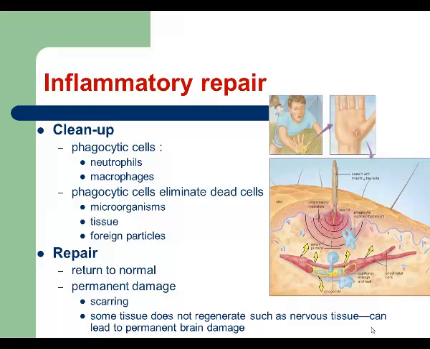But also, you probably remember from your human anatomy class that certain tissues cannot regenerate. For example, the nervous system. It means if your patient has brain damage, that is going to be permanent.